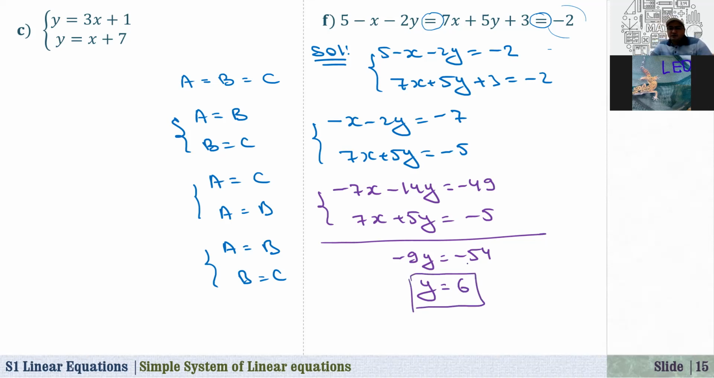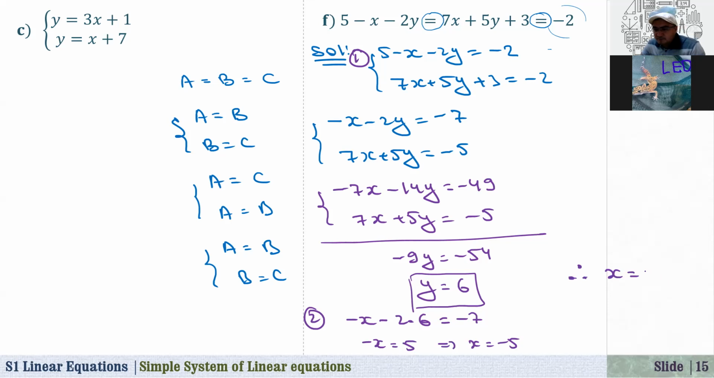Now if I substitute into the first equation, we will get the value of x, right? So here, negative x minus 2 times y. What is y? It is 6. On the right-hand side, we have negative 7. So negative x equals 2 times 6, which is 12, minus 7. Take to the right-hand side, negative 7 plus 12 is 5. So from here, x equals negative 5. So the solution of the system is x equals negative 5 and y is equal to 6. So that is the solution.